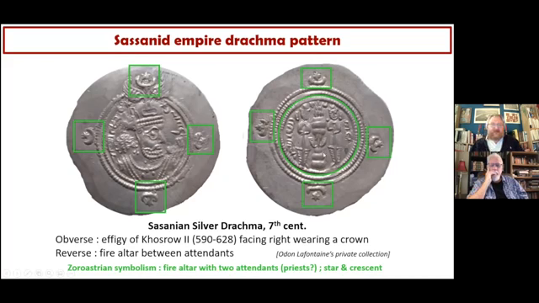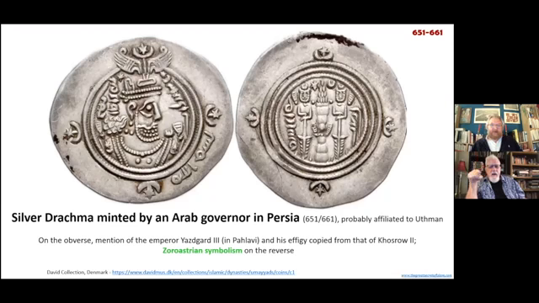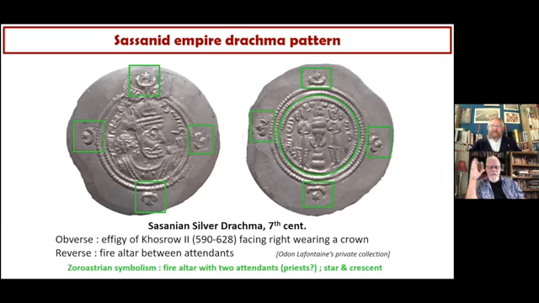So this is just to show you the general pattern of a Sassanid Empire drachma coin, silver coin. There were also copper coins. You can find them on those websites I told you about. But mostly we will deal here with silver drachmas. Let me just look at this one. Go back to that again, just so people don't get confused.